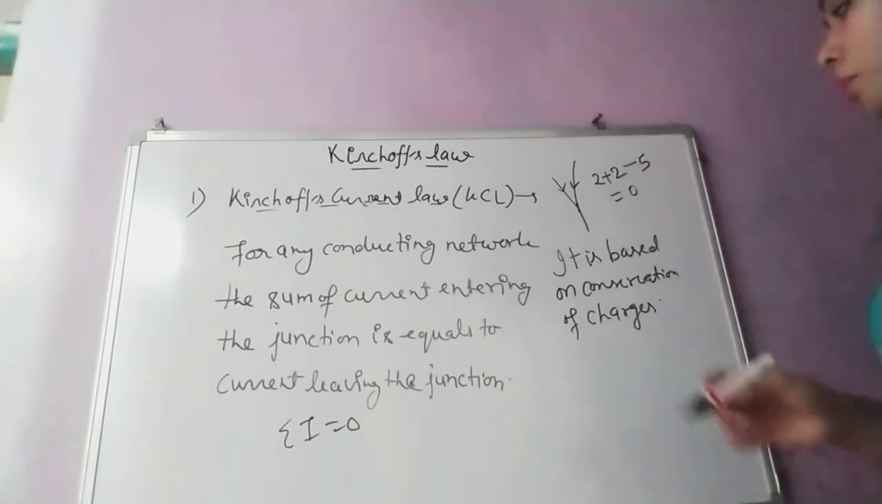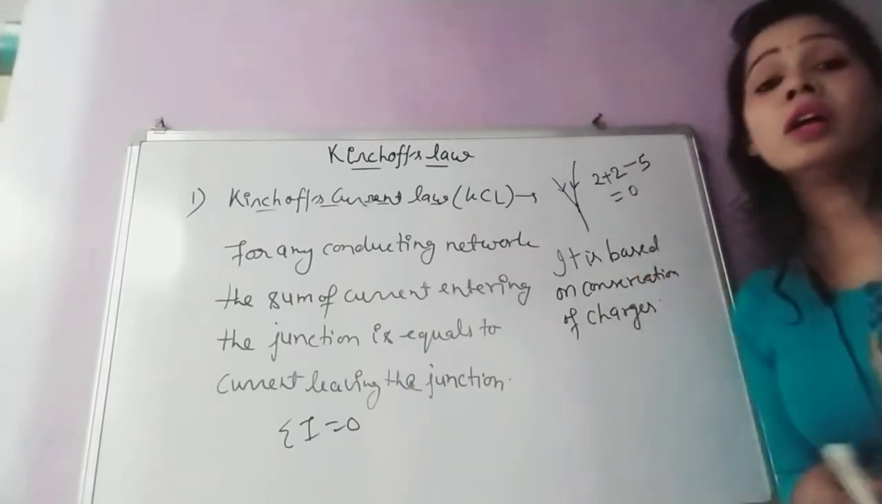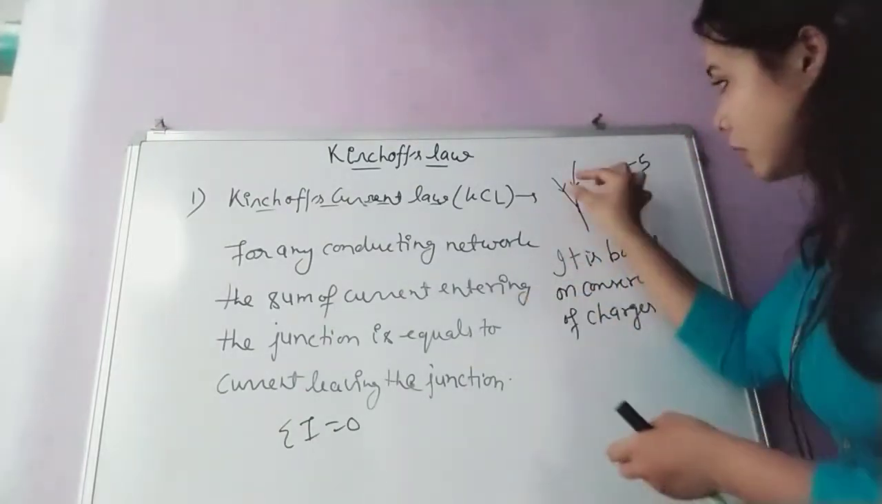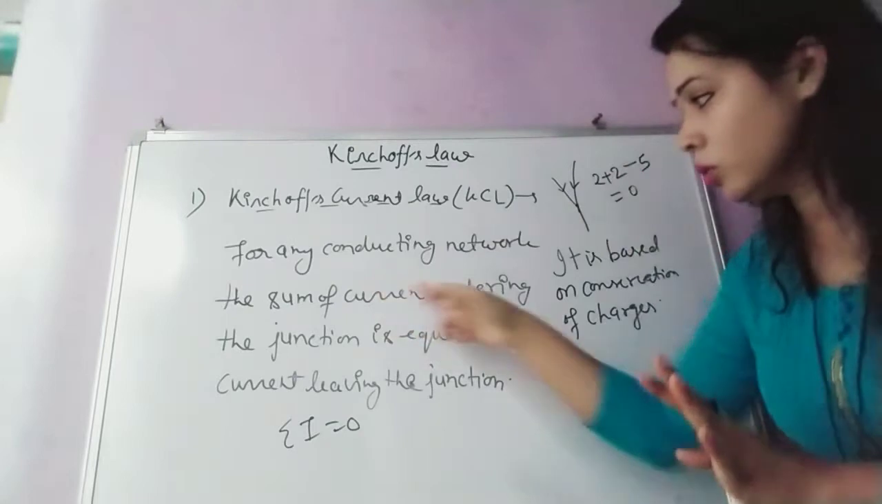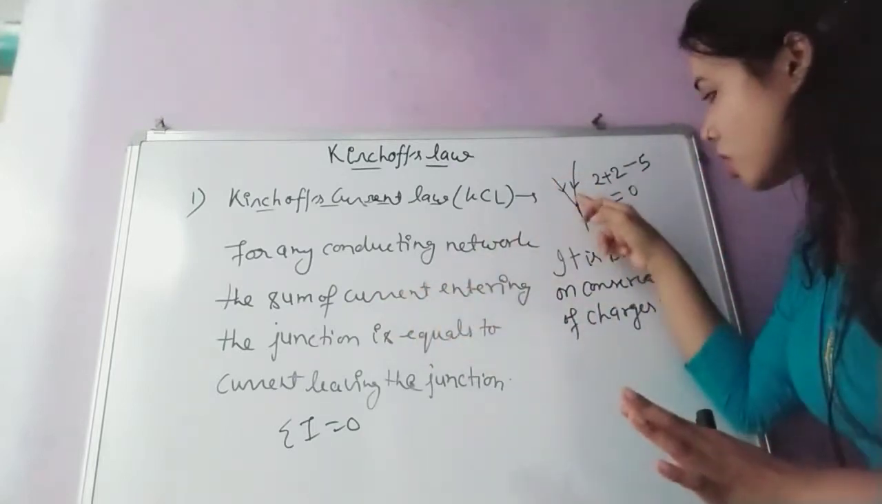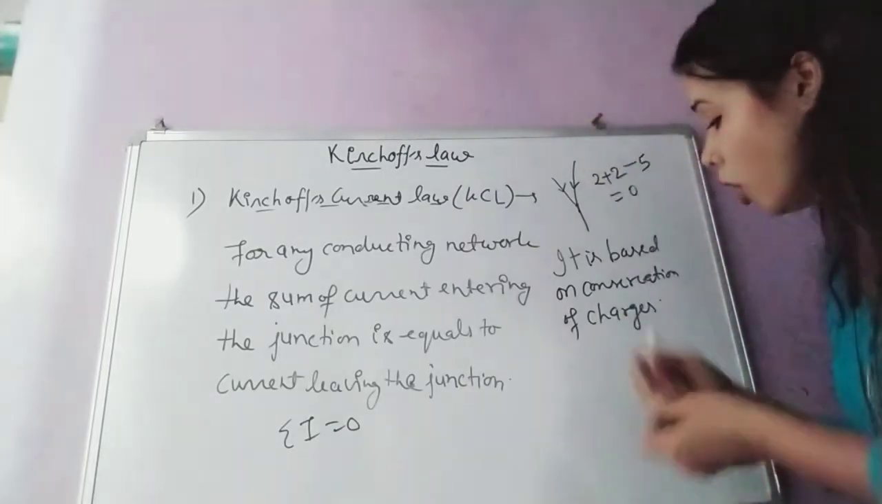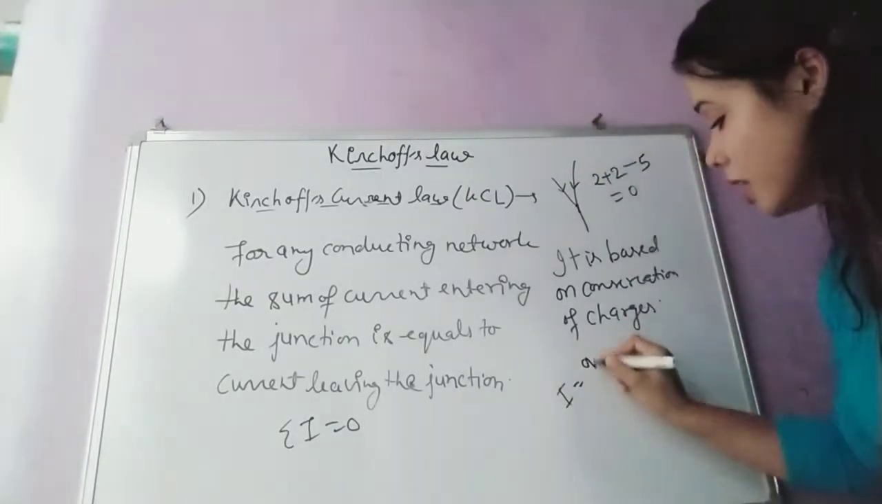On which statement is it based? It is based on conservation of charge. According to this law, the current entering the junction equals the current leaving the junction. What is current? Current is charge per unit time.